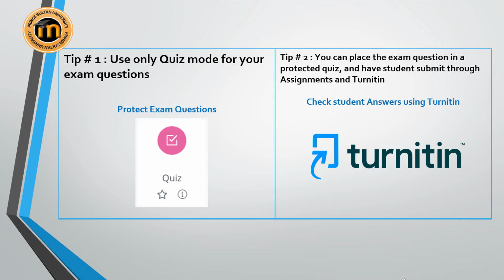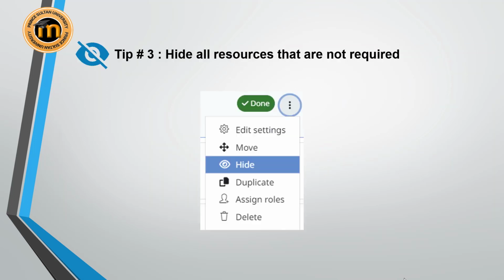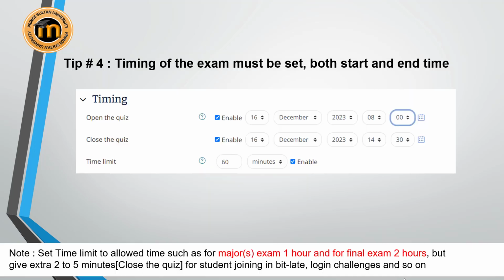Tip 2. If your exam requires a submission, you can place the exam question in a protected quiz and have students submit through assignments and Turnitin. Tip 3. Hide unnecessary resources. Hide all resources that are not required during the exam, such as presentation slides, books, or previous activities.